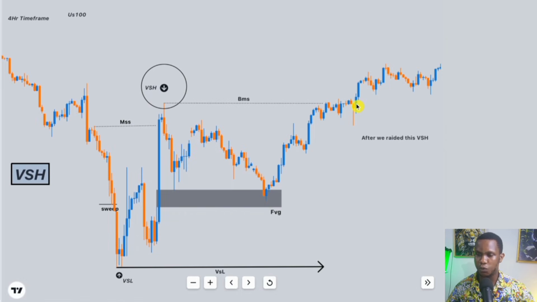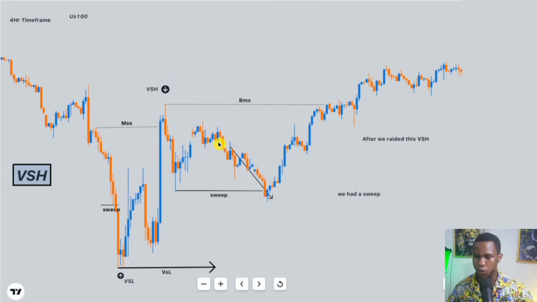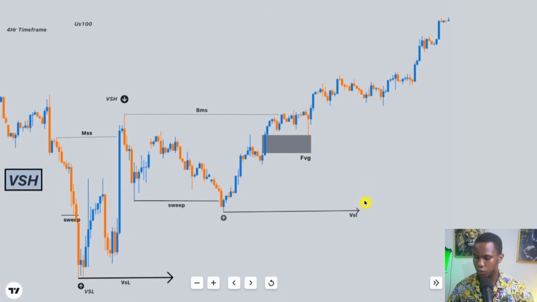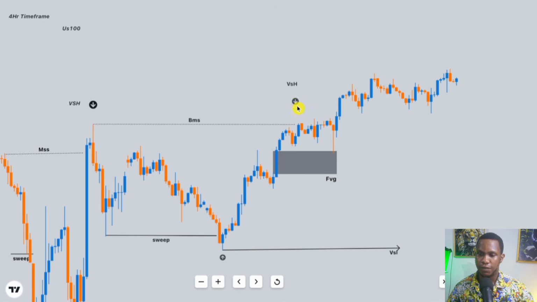Again, guys, before we rallied to this value structure high, can you see we had a sweep and a market structure shift? Where are our structural draw on liquidity? This value structure low and this fair value gap. And here will be our value structure high.